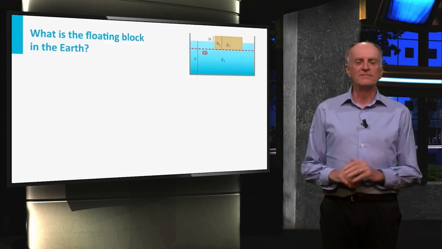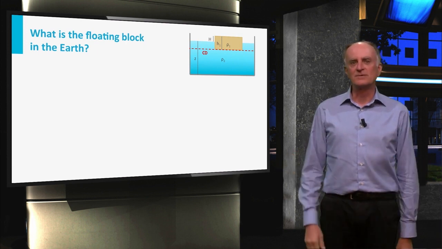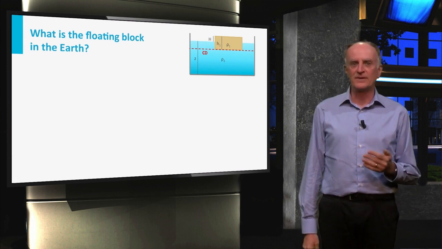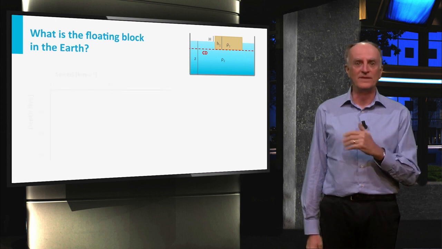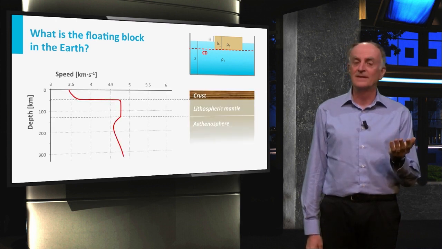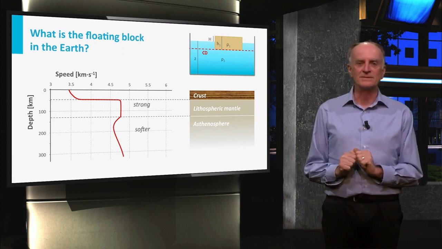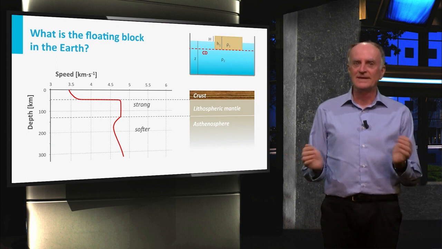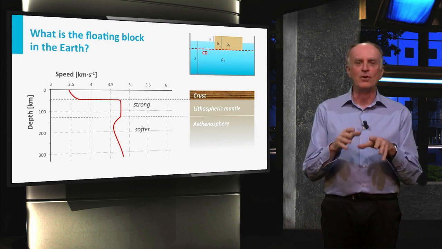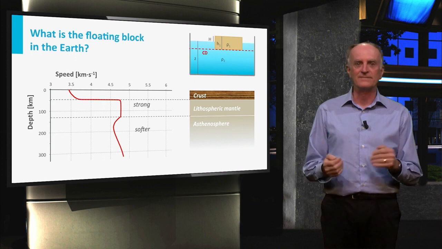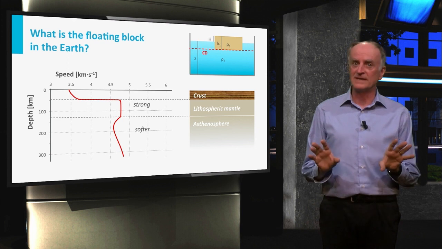But what does the floating block correspond to in the Earth? And the liquid? We answer this question looking back at the outer part of the Earth and searching for the part of the system which is more likely to behave as a fluid. Will this be the crust? Probably not. The lithospheric mantle? Surely not, as it is composed of very strong minerals. What about the asthenosphere? Yes, the asthenosphere is hot, has a small portion of melt, and can flow more easily than the overlying layers. Never forget that we are talking of flow at solid state, comparable to that of ice.